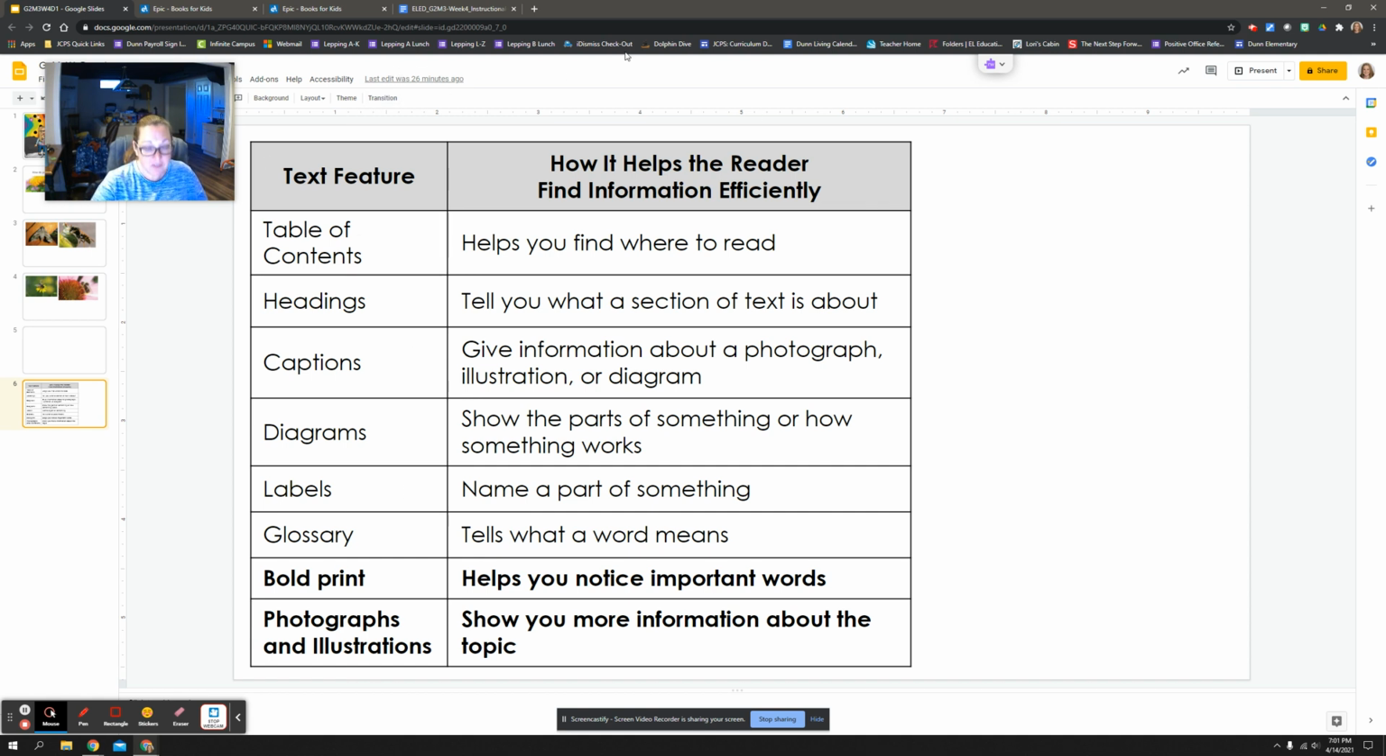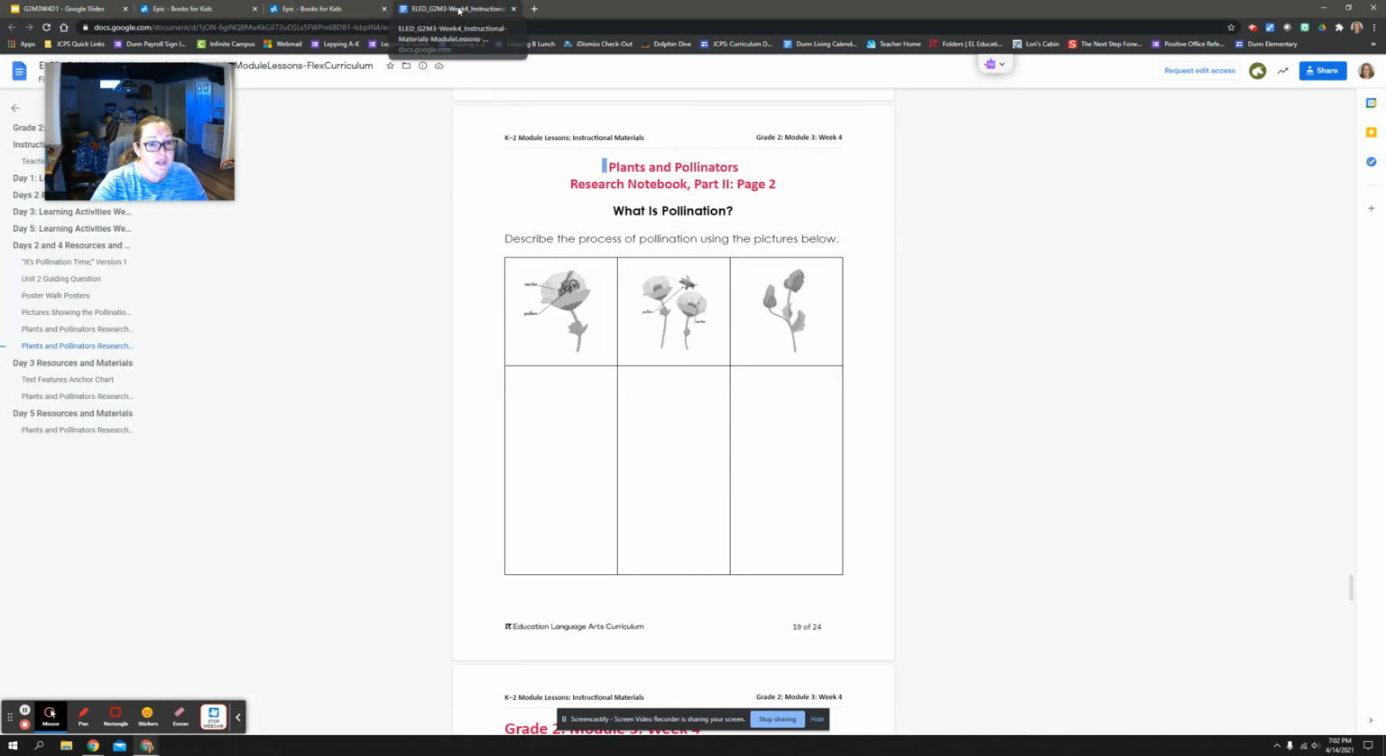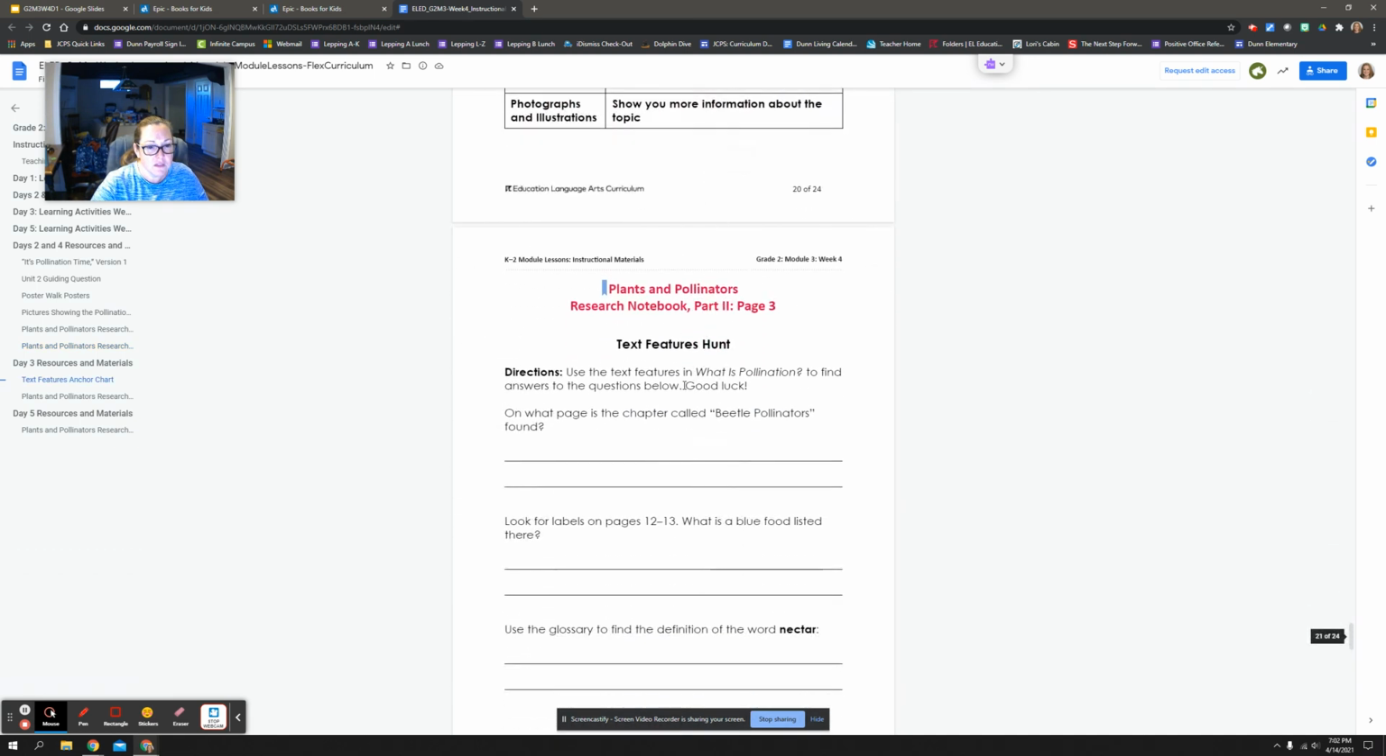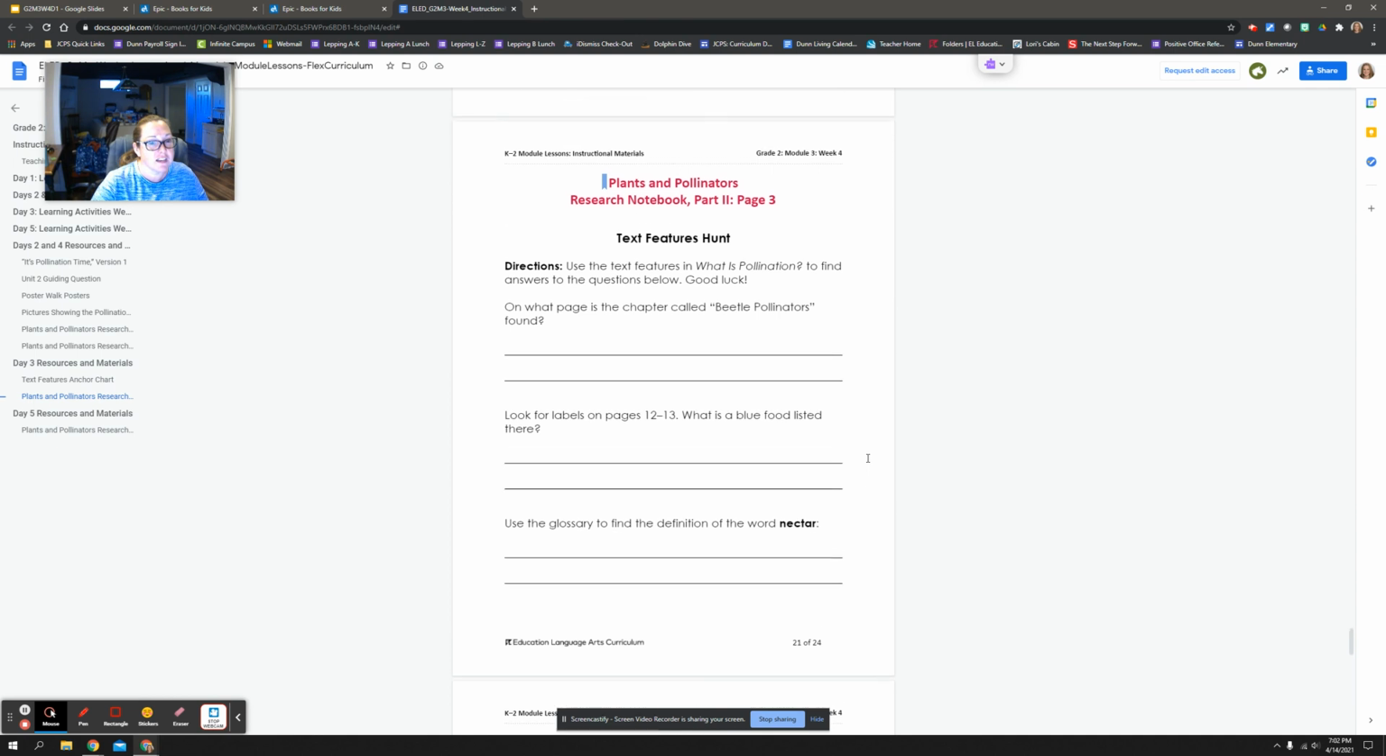So the second part of today's assignment is on the back of the sheet that you just did in the first part, where you described the 3 steps of pollination. So what you're going to do is you're going to do this page. We're going to start the text features hunt today, and we'll finish it in the next lesson. So I want you to try to find the answers to these 3 things.